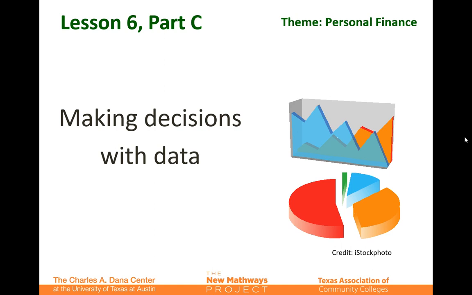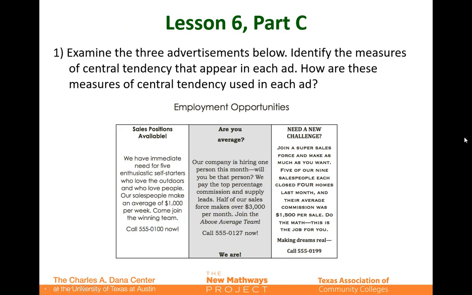All right, in lesson 6C, we're going to talk about making decisions using data. It said examine the 3 advertisements below. Identify the measures of central tendency that appear in each ad. How are these measures of central tendency used in each ad? Well, first, we probably better talk about, we're going to talk a lot more about these in just a minute.